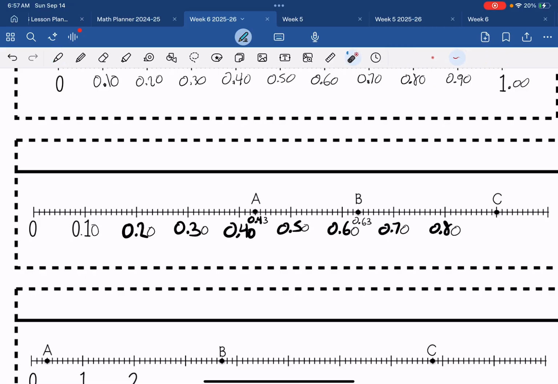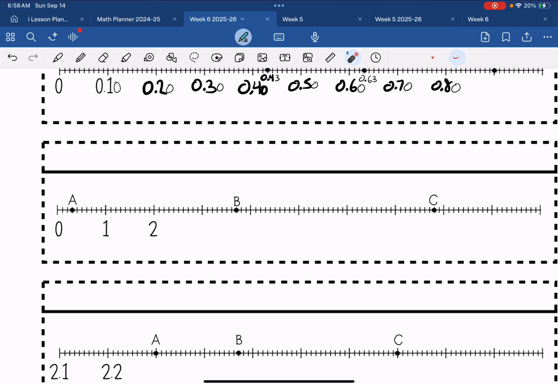So go ahead and make sure you have this down. Don't forget to do this one. Remember, you're doing this one by yourself. And if you need to pause the video to copy this down, go ahead and pause the video. Once you're ready, you can press play and then we can continue.